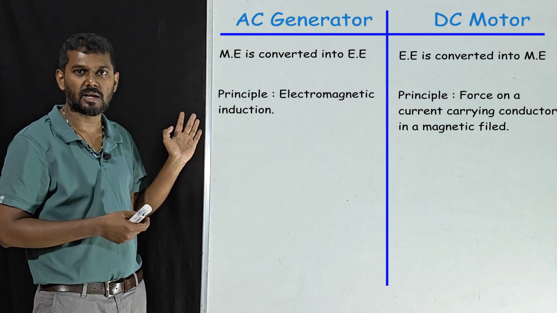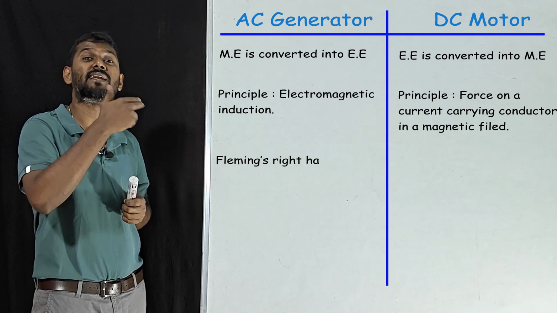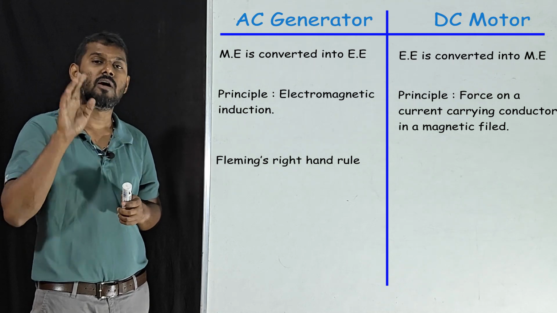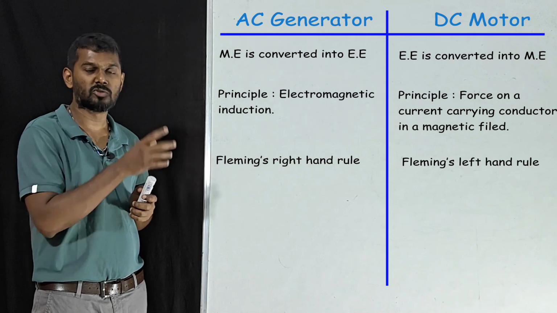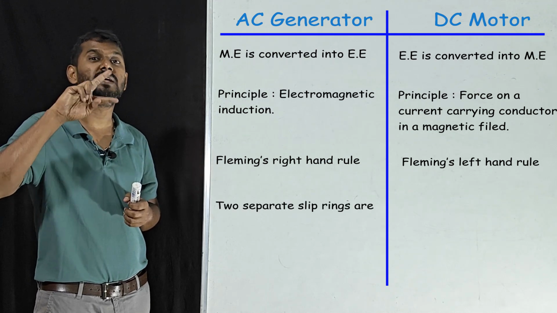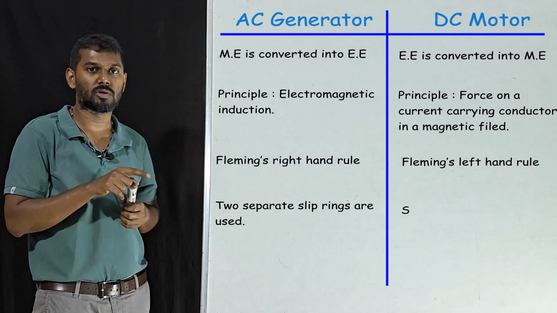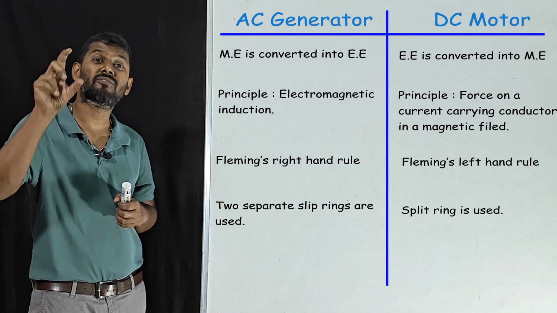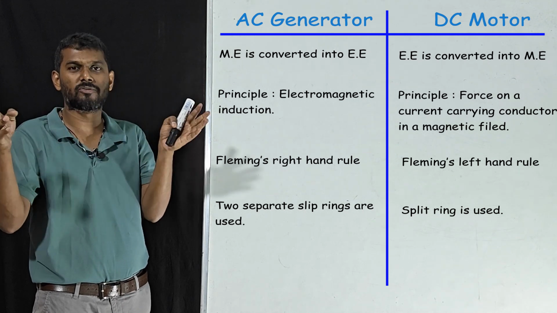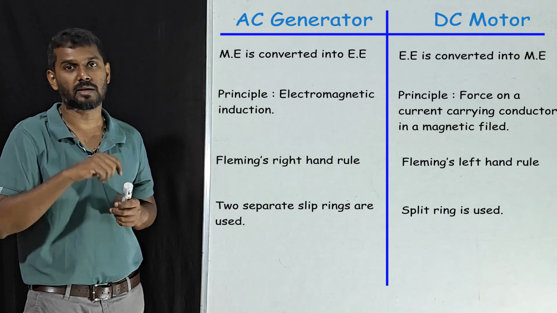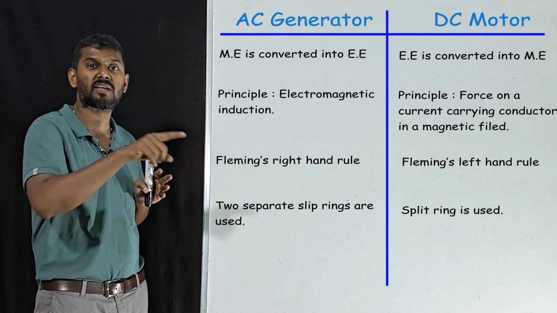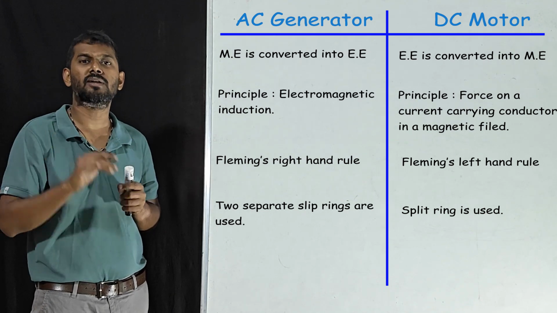When it comes to the AC generator, we use Fleming's right hand rule. For the DC motor, we use Fleming's left hand rule. In the AC generator, we use two separate slip rings. But in the DC motor, we use two parts of a slip ring. That means the same slip ring is cut into two different parts, which are split rings. In AC we use two slip rings; in DC we use one slip ring split into two halves.